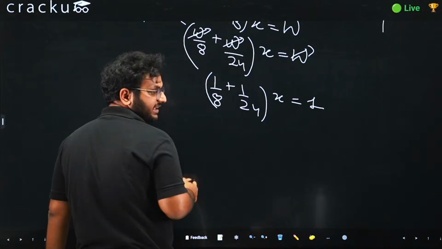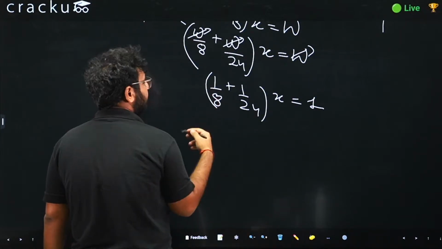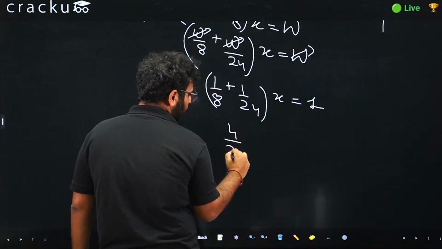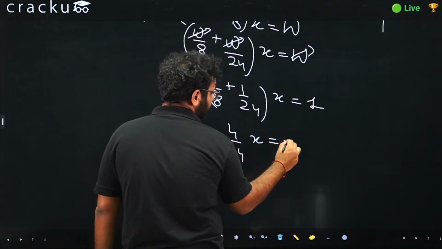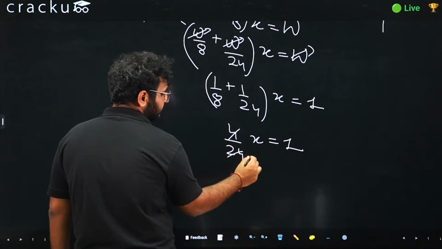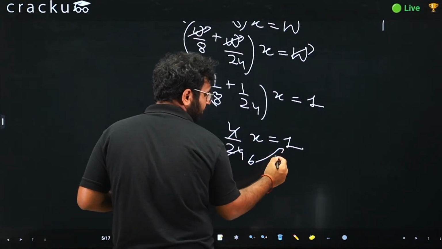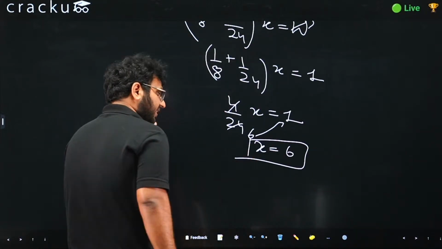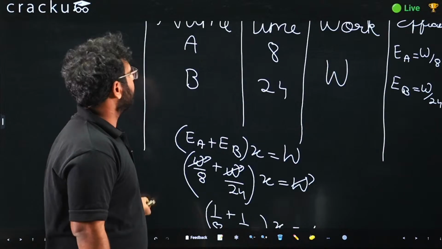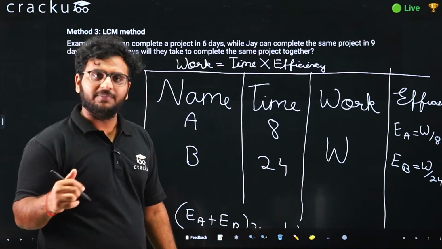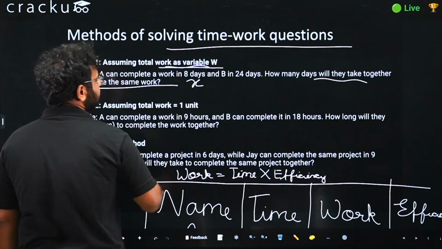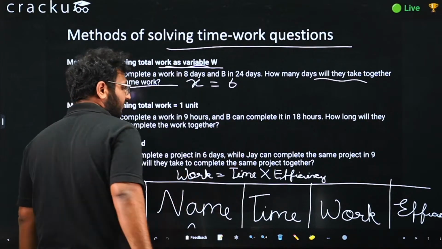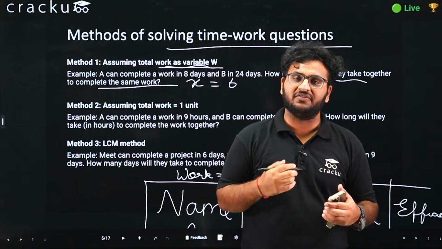Taking the LCM, 8 3s are 24, so 3 plus 1, 4 by 24, into X is equal to 1. 4 into 6 is 24, so 6 will go in the numerator and we get X is equal to 6. So the number of days taken by both A and B to complete the work will be 6. Hence this was method 1, in which we are assuming work to be W.